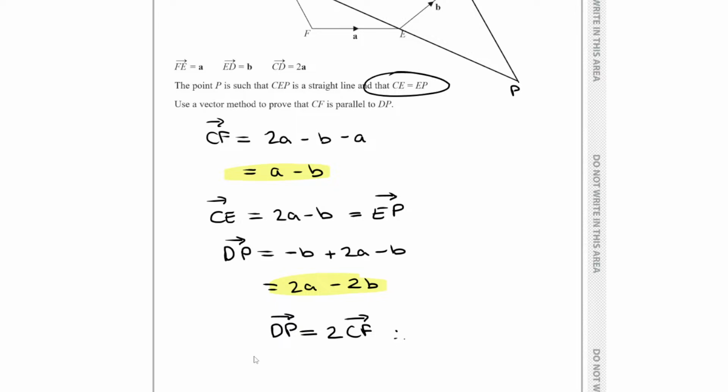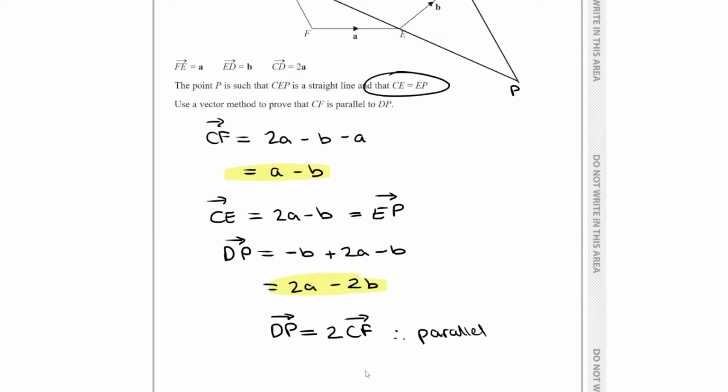You can even write they are multiples, obviously, if you want to, but I'd probably write it like this. Therefore, that makes them parallel, because they're multiples. They have to be multiples to be parallel. So however you want to write your conclusion, just show that one is twice the size of the other, or you could do it the other way around. You could say CF is half the size of DP. That's also fine, as long as they're multiples. Then it means they're parallel.